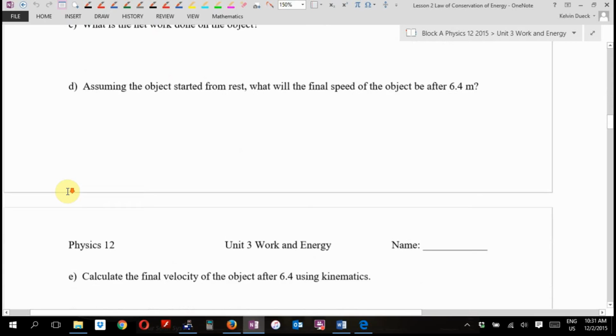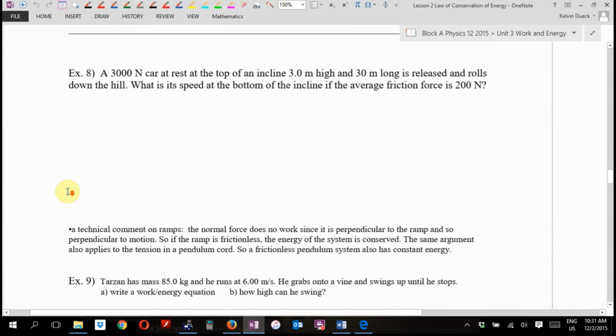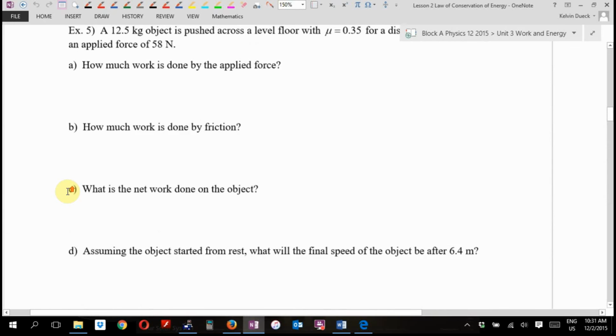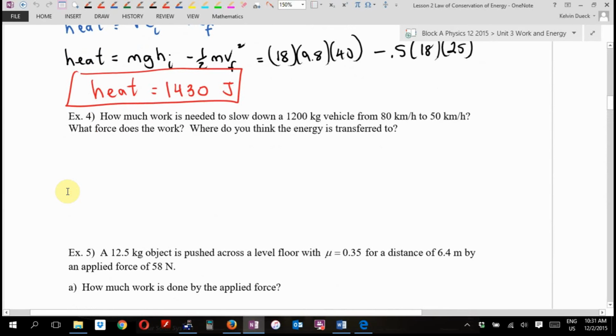Example 4. A couple more, right? See how far we'll get. Example 4. How much work is needed to slow down a vehicle from 80 kilometers per hour to 50 kilometers per hour? Okay, this question is not saying find a speed or find a height. What's this question asking me to find? How much what?